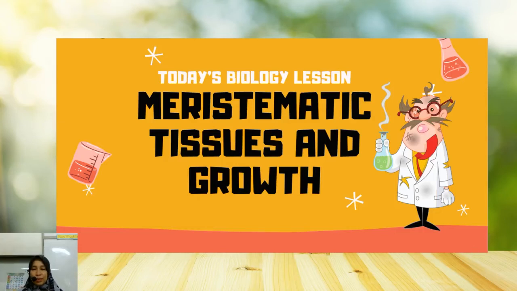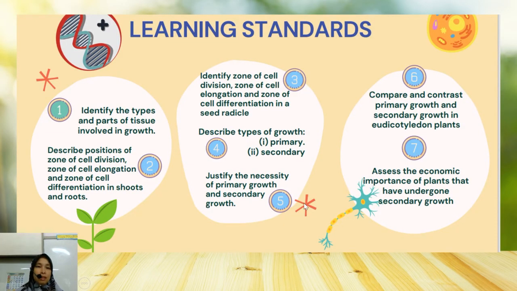Okay, so today we are going to continue our chapter 1, organization of the plant tissues and growth, with the second subtopic, which is meristematic tissues and growth. Let's take a look at the learning standards. What is the learning standard that you are going to cover for today? Number one, you have to identify the types and parts of the tissue involved in growth.